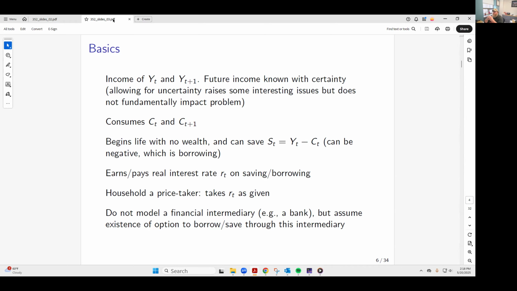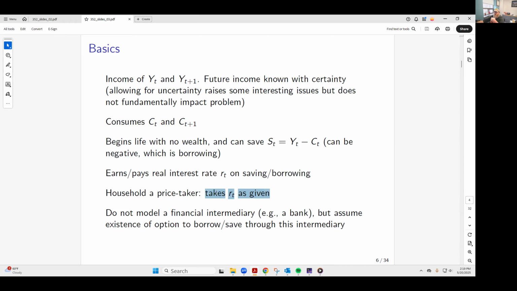Everybody starts with 0, and so the only income that you get is YT and then YT plus 1 in the future. We're going to make a couple of other just sort of simple economic assumptions. We're going to assume that the household earns or pays a real interest rate RT. So if they borrow money, they're going to pay the interest rate. If they lend money, they're going to earn that interest.